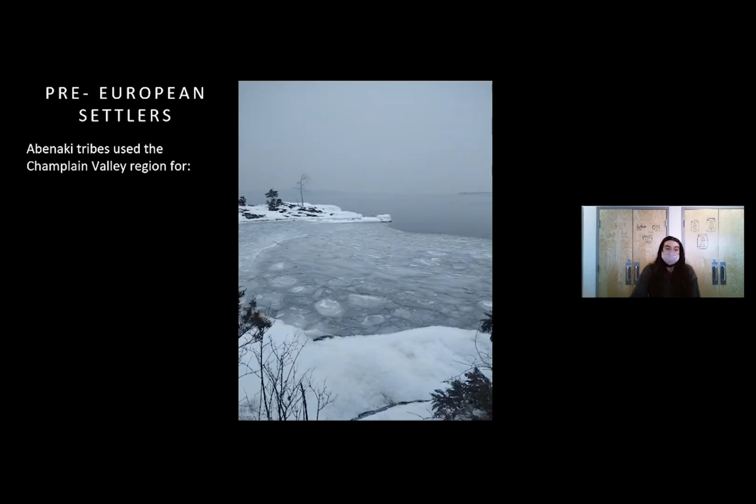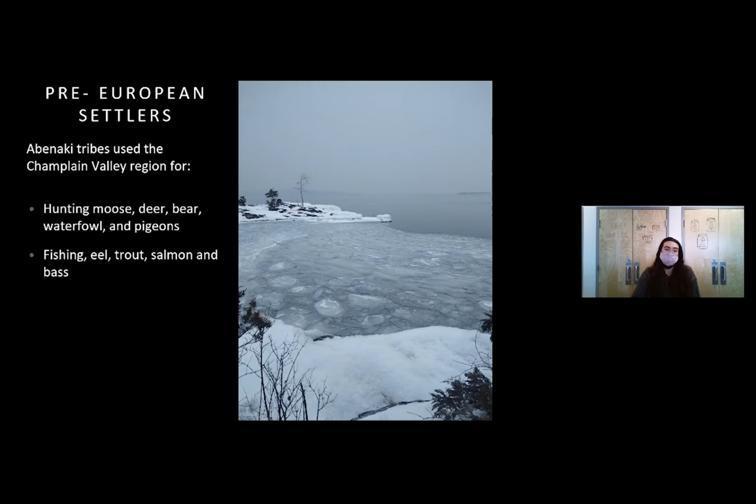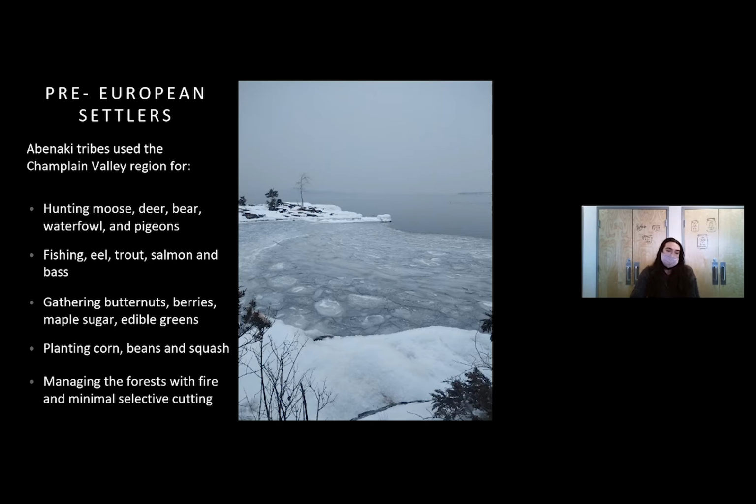So we're going to be talking about humans, and we would be remiss if we didn't talk about the first humans to use this landscape. So pre-European settlers, the Abenaki tribes used the Champlain Valley region for all sorts of different activities. They were hunting, they were fishing, they were gathering food. There's a lot of trees and shrubs around here that have edible berries and nuts. They were planting corn, beans, and squash, and they were managing the forest to some degree with limited fire and some selective cutting. And I just like this photo for a little bit of context.